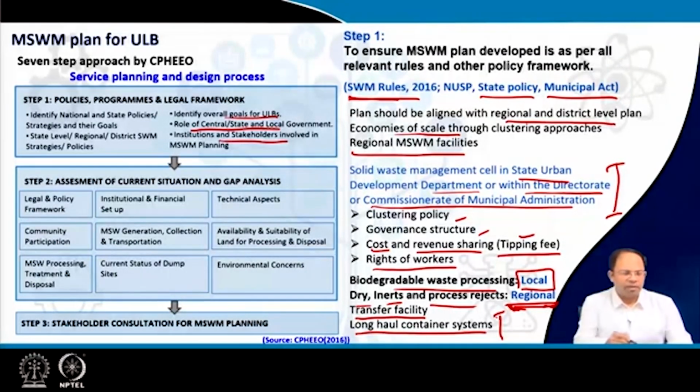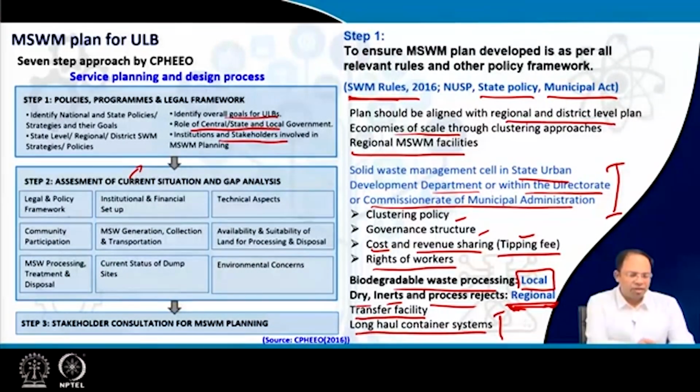Now once we are done with step 1, the next step is to go for assessment of current situation and gap. Assessment of current situation and gap means, one is to estimate what there is now, which we also term as baseline, and gap analysis, which we have learned earlier: what is the difference between the current service or infrastructure and the expected service and infrastructure. So that gap has to be determined. This gap is determined not only for infrastructure, facilities or services; it has to be estimated for all aspects of the municipal solid waste management plan.